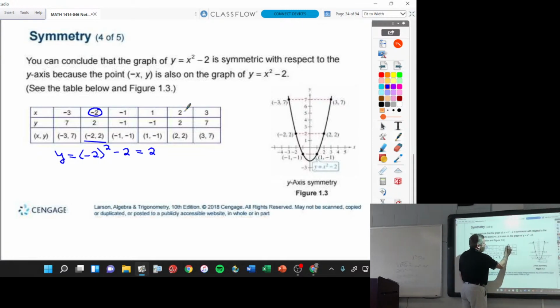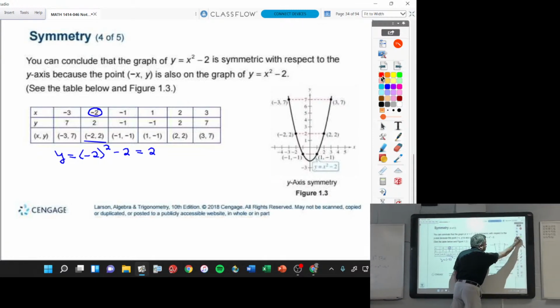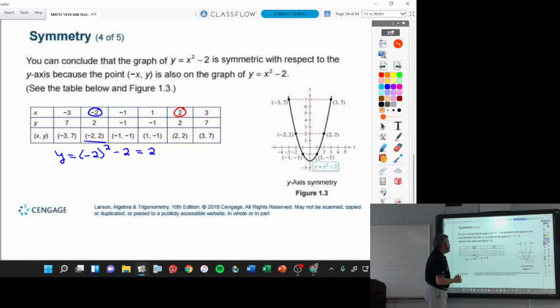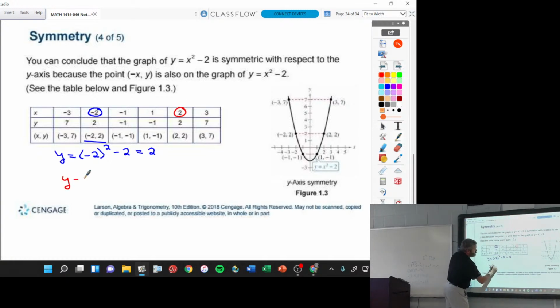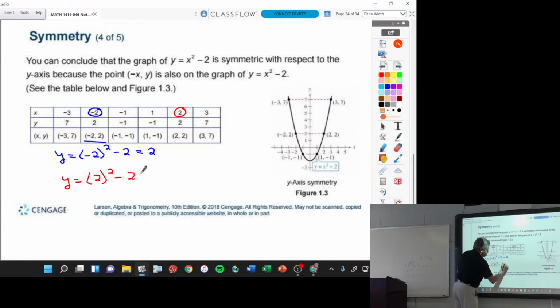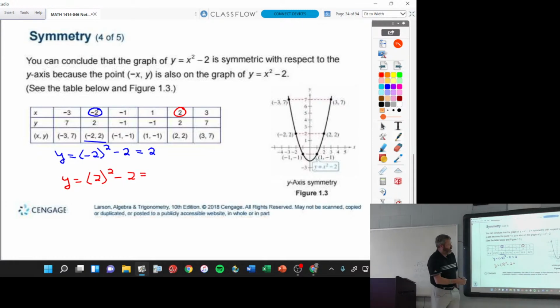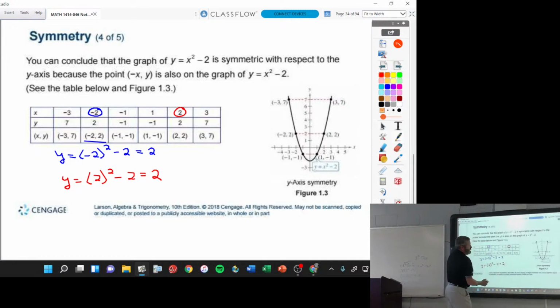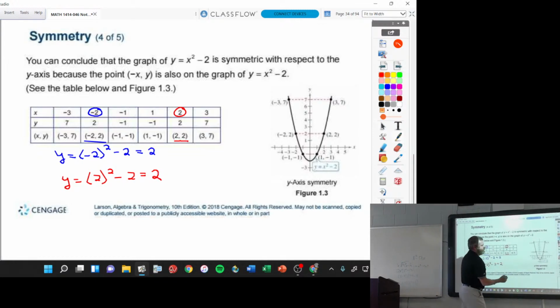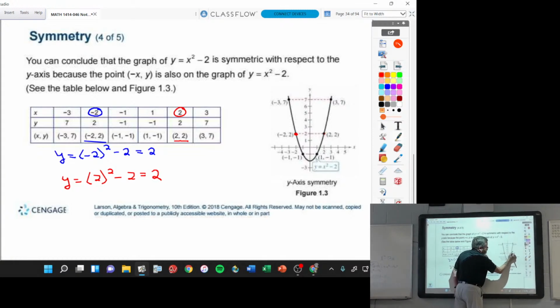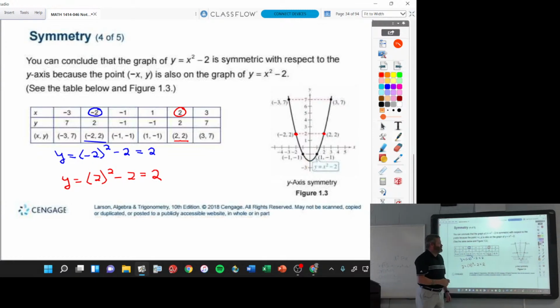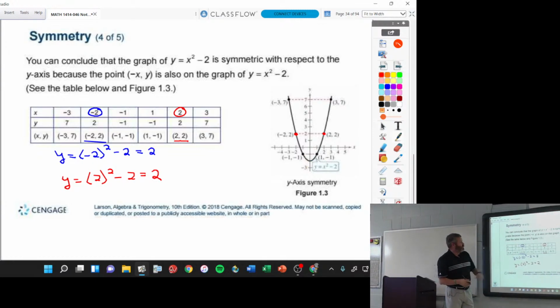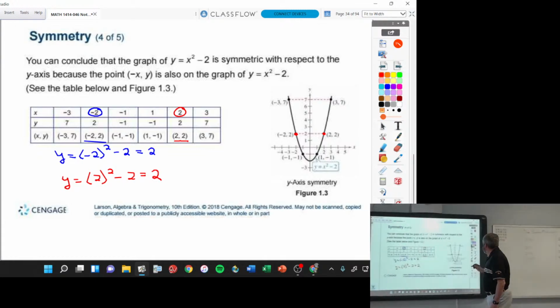If I plug in the value of 2, if I plugged in an x value of 2, so if I had y equals 2 squared minus 2, well, 2 squared is also 4. And 4 minus 2 is 2. So I get the exact same y values on these 2 points. So negative 2, 2 and positive 2, 2 are the exact same distance from the y-axis. So there's your symmetry. And you can see the same is true for the points negative 3, 7 and 3, 7, as well as negative 1, 1 and positive 1, 1.